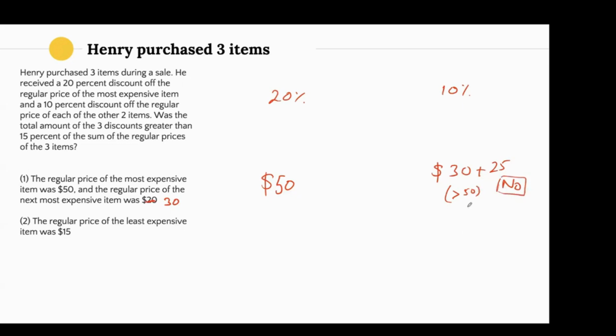Now I'm thinking, can the price on the right be less than $50? Sure. The second highest is 30. The other one, for example, can be 10. So overall, I get $40, which is less than $50. In which case, the percentage will be more than 15. I get a yes answer. Yeah. So statement A alone would be not sufficient. The combination would then be sufficient.